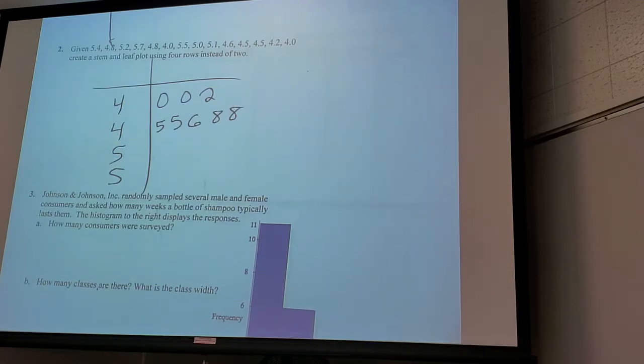Why not? What's the matter? It's kind of hard to understand. I don't get what you mean by go to 4. So in that first row, I'm only going to put 4.0, 4.1, 4.2, 4.3, 4.4. Because the other half, I'm going to put in the next one. Okay, so you're splitting it in half.